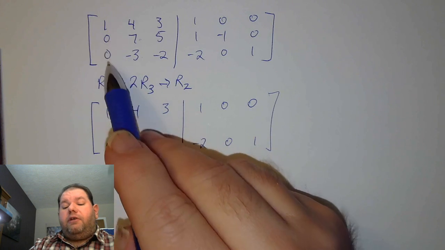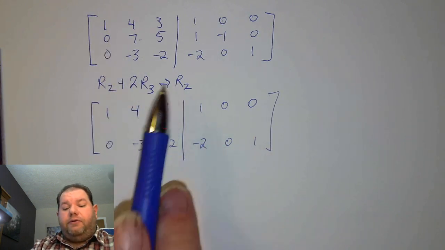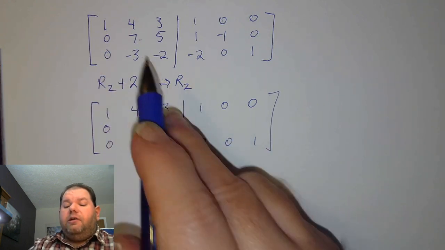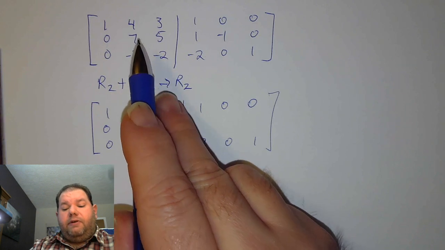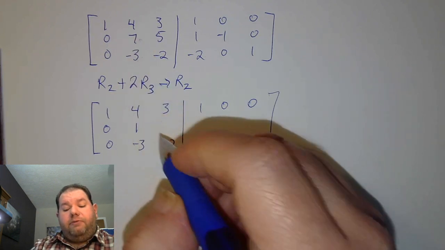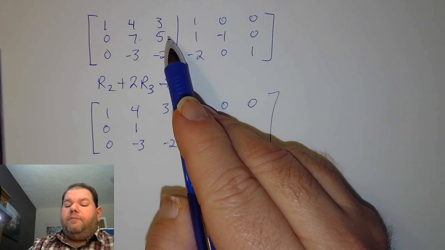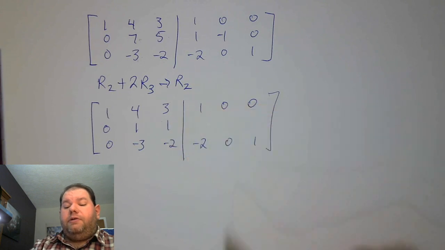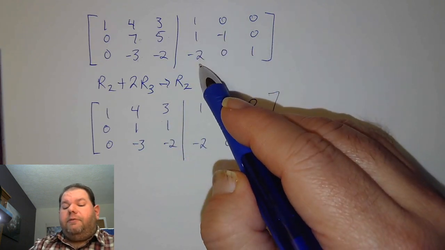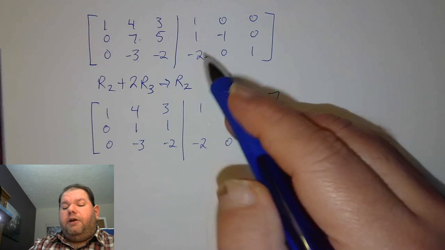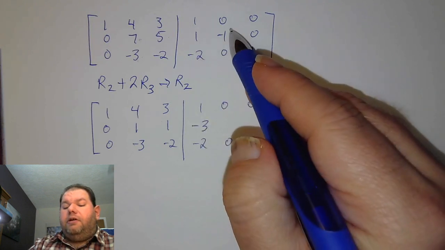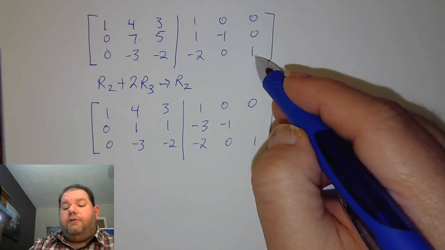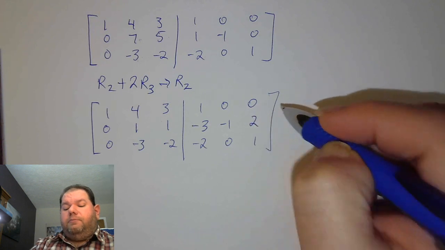Okay, so again, we want to make sure we do that for every single term on row 2. So 0 plus 2 times 0 would still be 0. 7 plus 2 times negative 3, 7 plus a negative 6 is 1, like we want. 5 plus 2 times negative 2, 5 minus 4 is 1. 1 plus 2 times negative 2, 1 minus 4 is negative 3. Negative 1 plus 2 times 0 is negative 1. 0 plus 2 times 1 is 2.